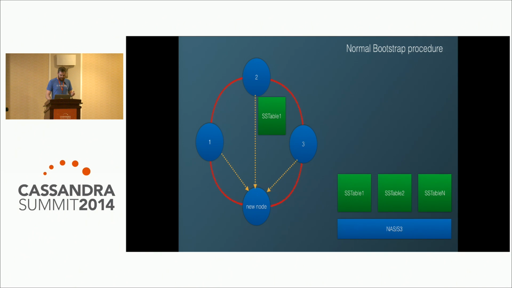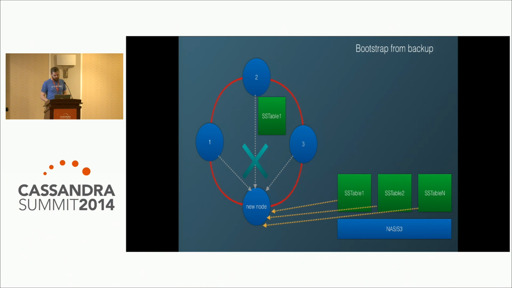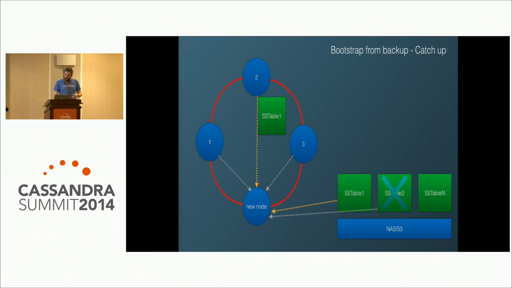So Bootstrap from backups looks something like this. Instead of grabbing SSTable 1 from node 2, we grab it from NAS or S3. And then we do that for all the SSTables that we need to grab using the new node. And obviously if an SSTable is not available in the backup, that's either because the backup process hasn't run or it hasn't synced any new data during the time. It then grabs that from the node. So what happens is it ends up grabbing about 80% of the data from your backup location, and then it gets the diff in terms of the SSTables from the existing nodes.